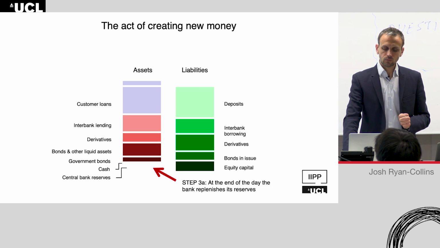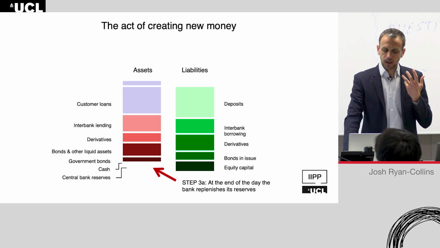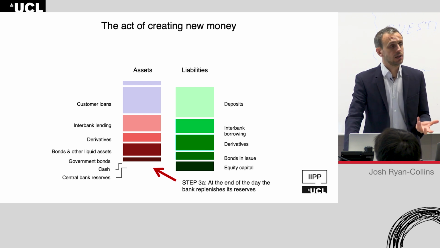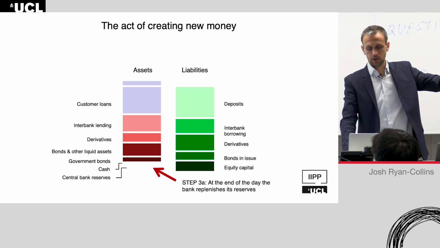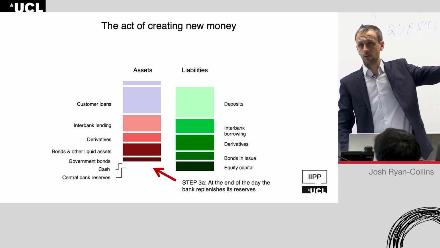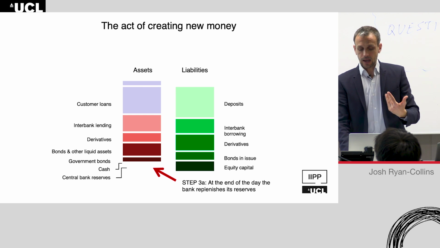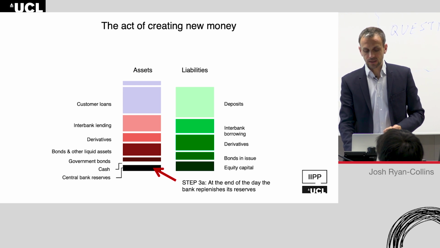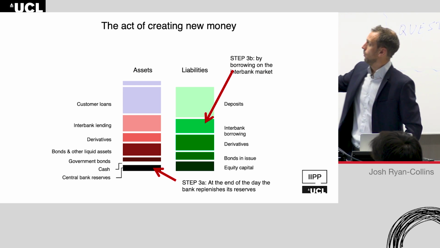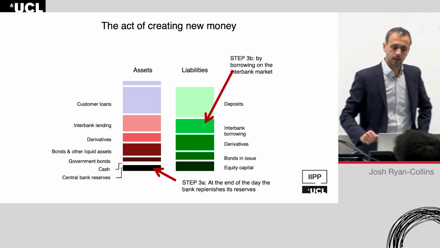Now, at the end of the day, the bank has to replenish its reserves. So if it's had an outpayment, paying another bank to help you buy your car, reserves will have moved over to that other bank, and your bank will need to replenish its reserves to ensure it's solvent. So it will do that by borrowing from other banks in the interbank market.